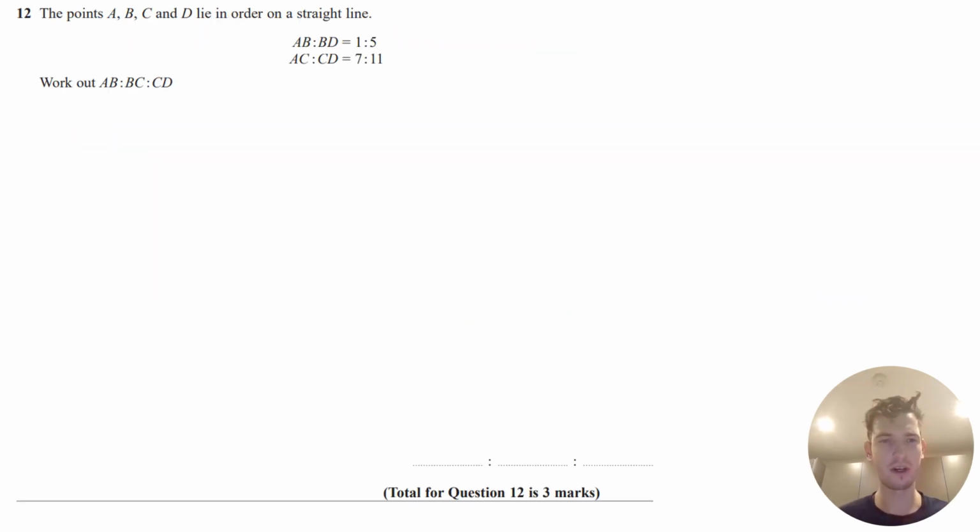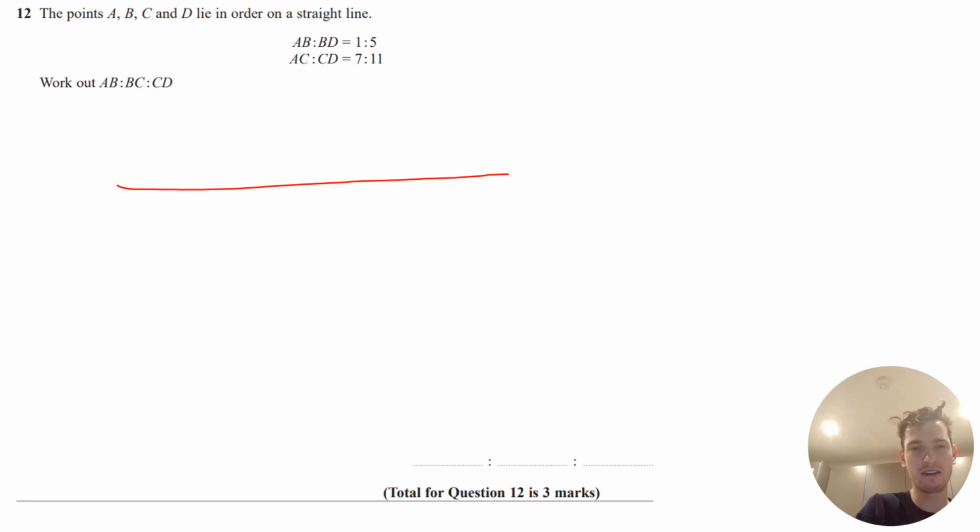Okay, next question. The points A, B, C, and D lie in order on a straight line. Okay, it's given me some ratios here, and it's asked me to work out AB to BC to CD. Now, I'm looking at this question, I'm thinking, what on earth is going on here? But actually, I think that if I draw out these points on a straight line and put the ratios on, it's going to be a lot easier to solve. Just like it was for question 8 when I drew a picture. So let's draw a line here.